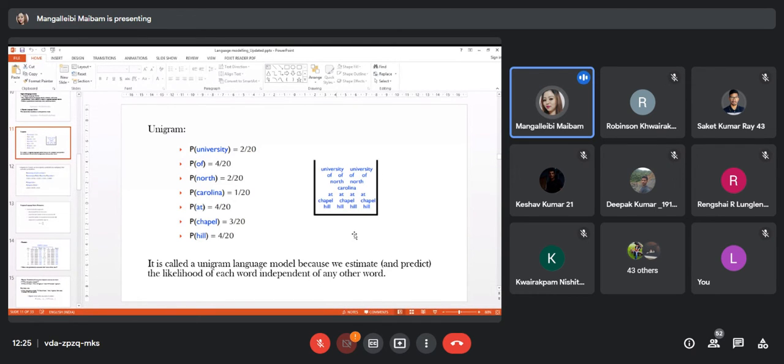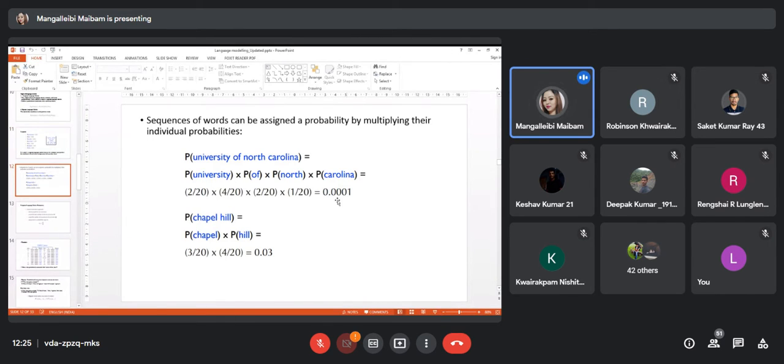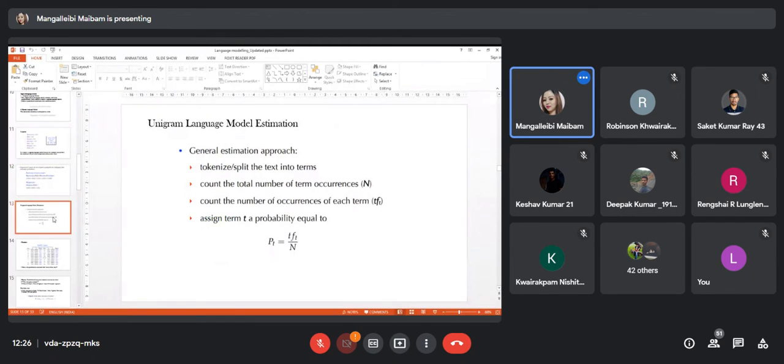I have a certain collection of terms in this. So for each term in the collection we find the probability, and when we find the score, we just need to multiply. Suppose University of North Carolina: we find the probability of university, probability of of, probability of North, probability of Carolina, then you multiply all these probabilities. So we get a score for this given query.